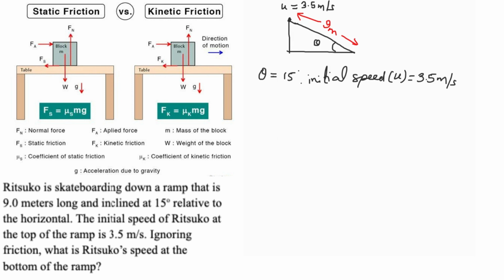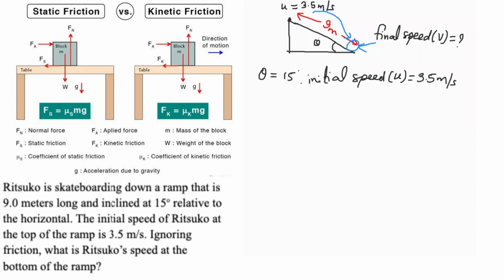Now, ignoring the friction means there is literally no friction. We have to assume there is no friction down the ramp, and we have to find this: when Ritsuko is skateboarding, she will obviously reach the bottom from the top. Whenever she reaches the bottom, we have to find what her speed will be here. Let me write it as the final speed, with the symbol v. I want to find that out.